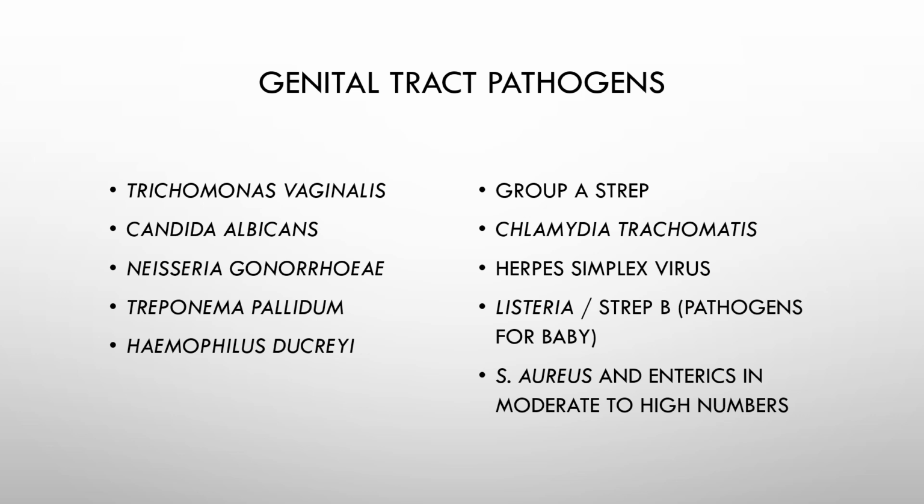There are many organisms that are considered to be genital tract pathogens, including Trichomonas vaginalis, that's a parasite, Candida albicans, which is a yeast, Neisseria gonorrhoeae, Treponema pallidum, that's syphilis, Haemophilus ducreyi, strep A, Chlamydia trachomatis, herpes simplex virus, listeria, strep B. Those are problematic for the baby if mom gives birth and she is colonized with listeria or strep B. And then Staphylococcus aureus and enterics if they are there in moderate to high numbers.